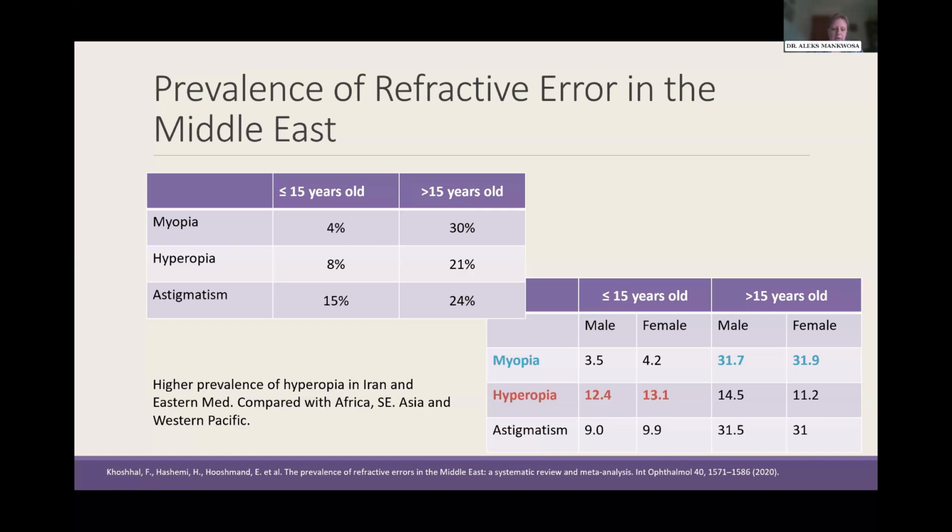They also concluded that the amount of astigmatism that is seen does not really present as a significant problem. But what we can see from here is that there are equal numbers of hyperopes amongst male and female participants in the various studies, and that also there is an increased number of myopes later on in life compared to younger participants.